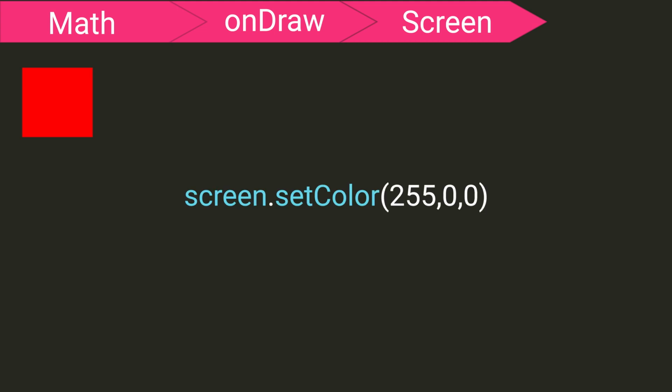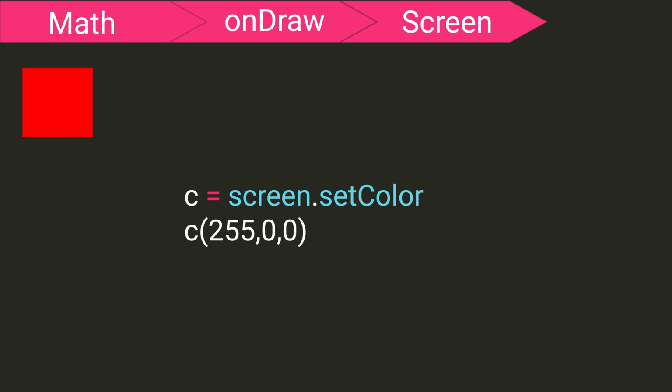Coloring can be a bit tricky sometimes. In order to draw something in a certain color, say red, you will have to use screen.setColor and then specify red in RGB values before you can draw a certain shape. A trick that I like to use though is to make a variable like C and make it equal to screen.setColor. That way I can just call C rather than the whole long function.